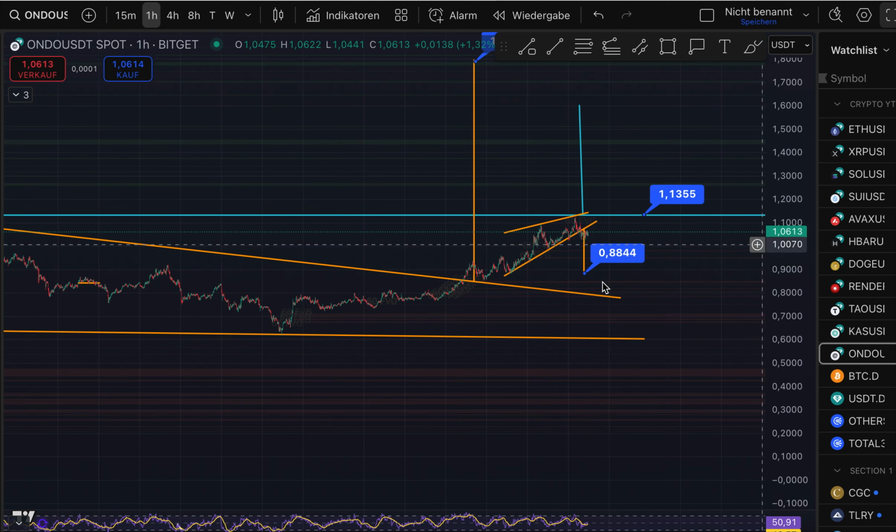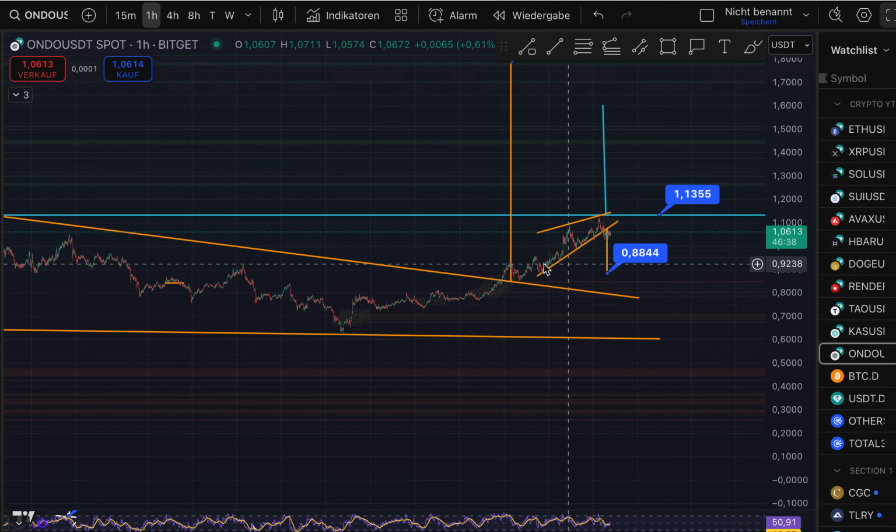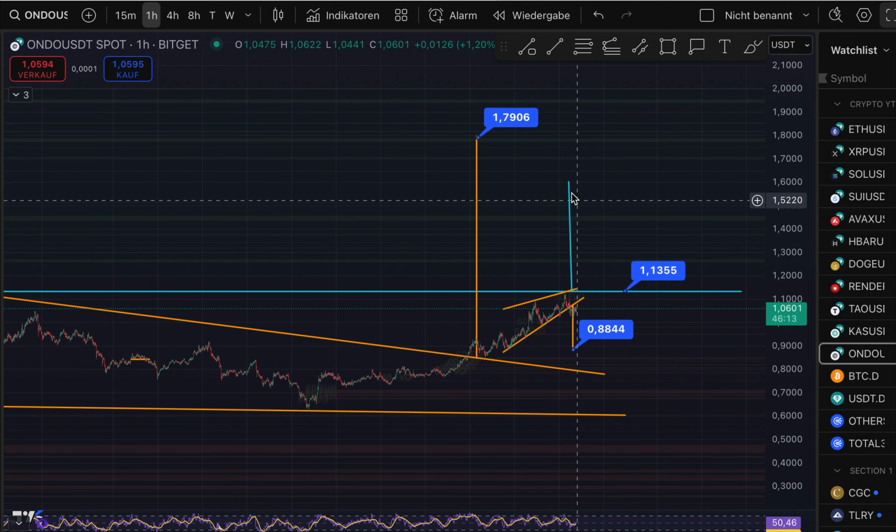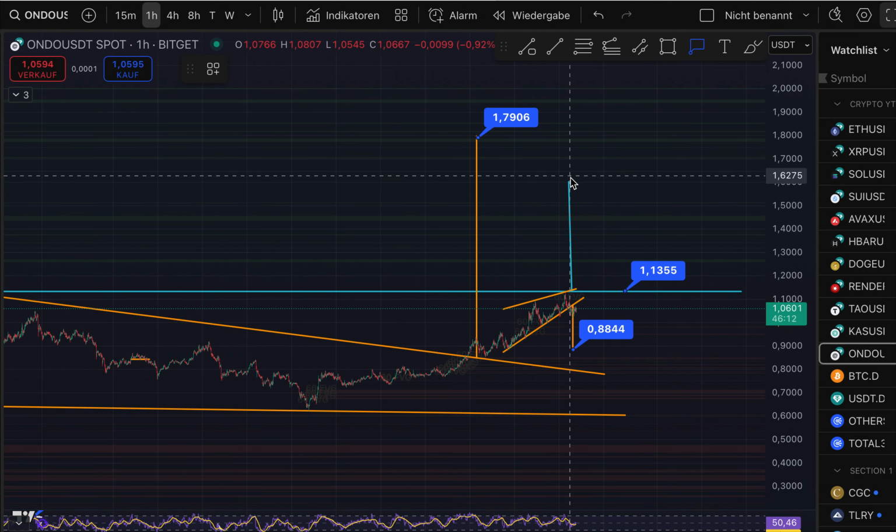What we see right now is a small bearish chart pattern, which should give us a pullback. And that pullback is going to give us the chance to get into ONDO at lower prices for the big push. And once the $1.13 breaks to the upside, it looks so positive to me, because then we have two chart patterns directing us into higher prices.